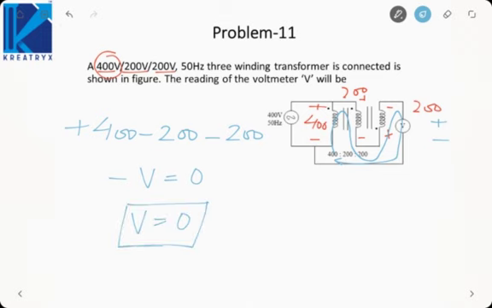So always remember, whenever you are taking the polarity of voltage, the dots will be taken as positive in all the windings. Maintain this uniformity, that wherever you see a dot, you will mark it as a positive terminal and the undotted terminal will be marked as a negative terminal. That way you will be comfortable in solving the problems.